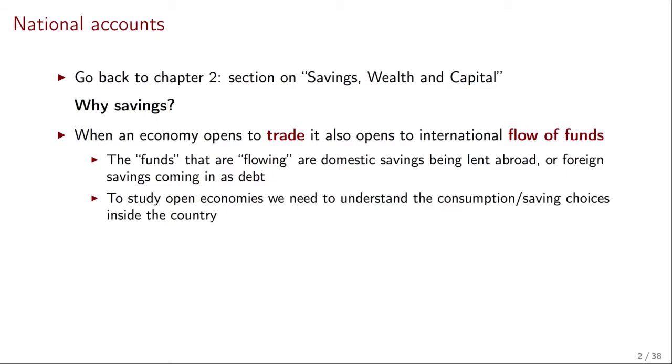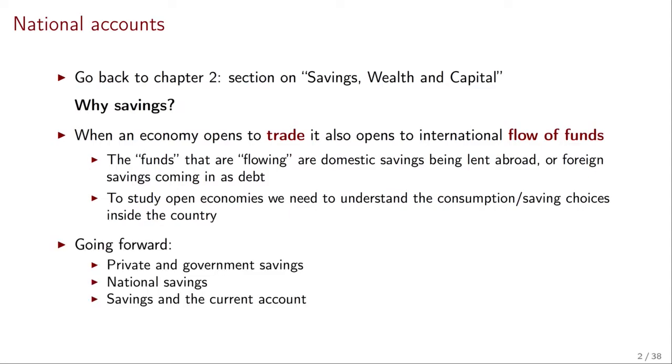So to study open economies, we need to understand the consumption and saving choices inside the country. That's what we're going to do later when we get into the endowment economy we're going to cover. Now going forward in this set of slides, we're going to talk about private and government savings. Then we're going to get together these private and government savings and define national savings. And finally, we're going to see what the relationship is between these savings and the current account.